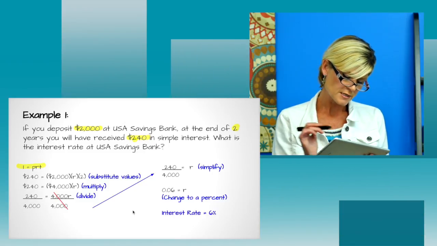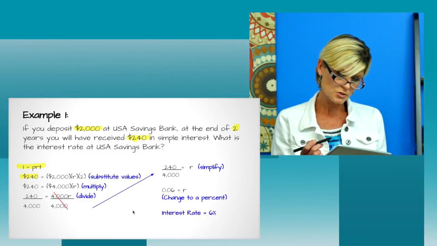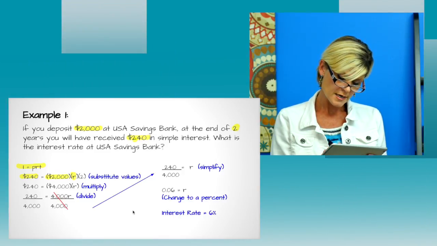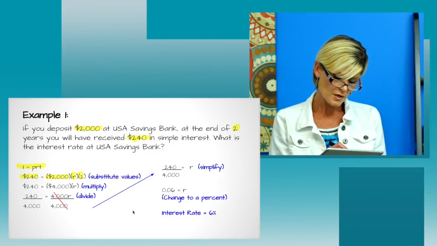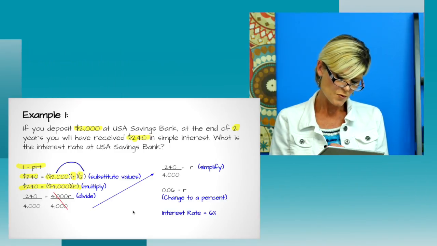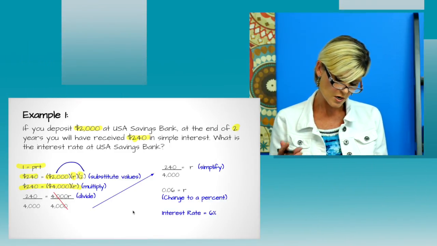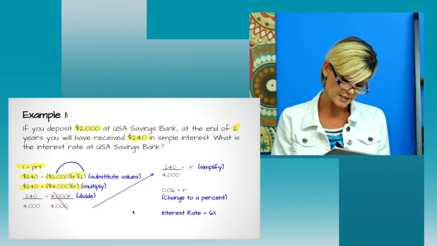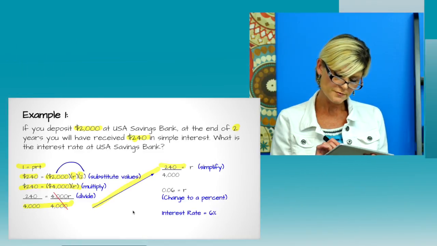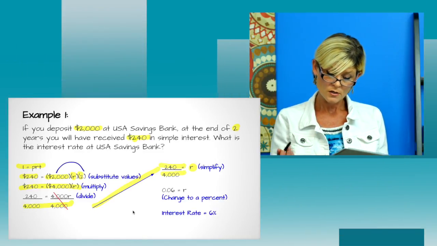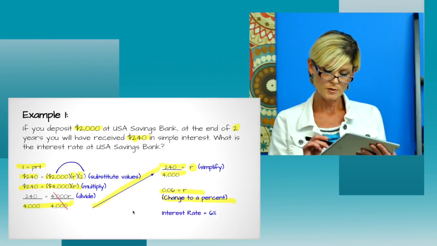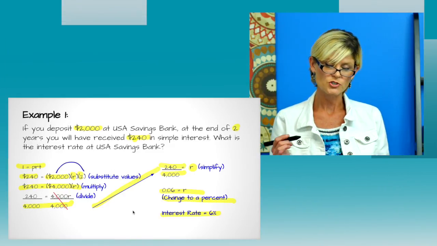So we're going to use this I equals PRT. Our interest is $240. Our principal is $2,000. The rate we don't know, we'll use the variable R, and 2 for 2 years. We multiply the 2,000 times the 2, and we get 240 equals 4,000 R. Then we will divide both sides by 4,000. I brought my work up here, follow the blue arrow. And we have 240 divided by 4,000 equals R. When we simplify that, we get 0.06 equals R. We change that to a percent, and we come up with that the interest rate is 6%.